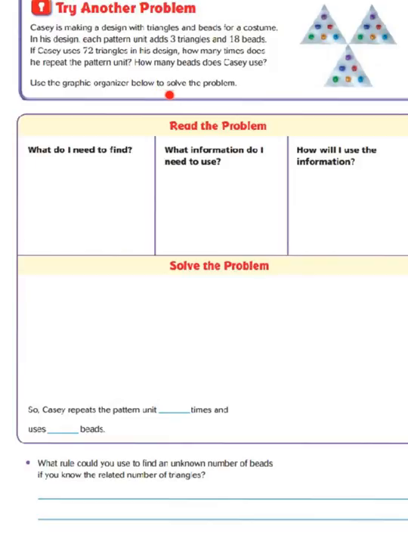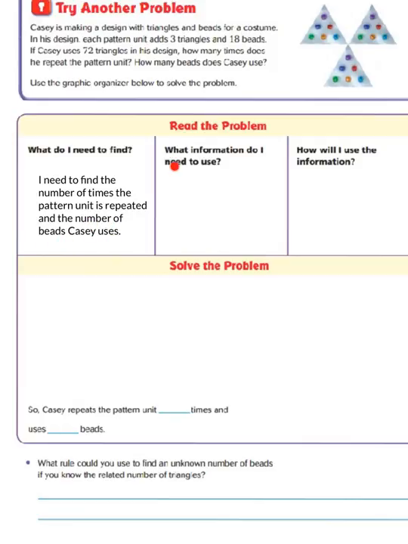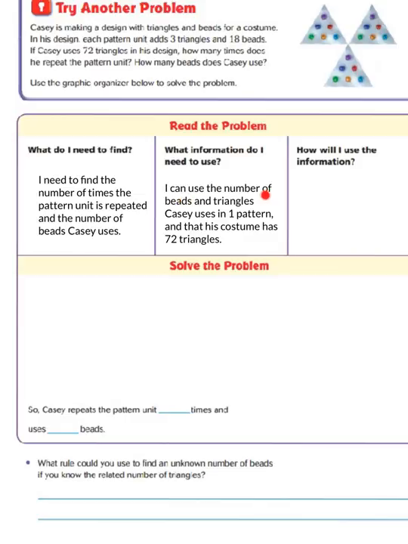So we're going to use the graphic organizer below to solve the problem. So we'll begin with, what do we need to find? So we need to find the number of times the pattern unit is repeated and the number of beads Casey uses. So what information do I need to use? We can use the number of beads and triangles Casey uses in one pattern, and that his costume has 72 triangles. So then, how will we use the information? So we are going to use the information to search for patterns to solve a simpler problem. So let's get started solving the problem.